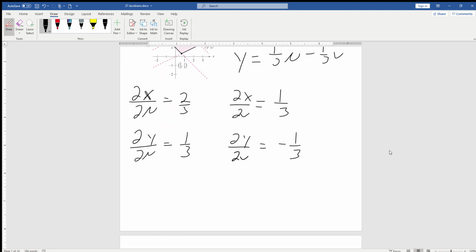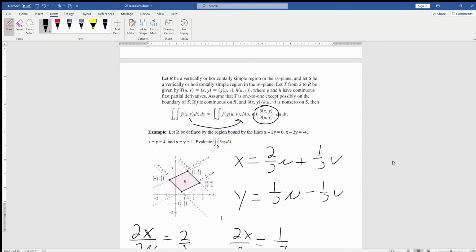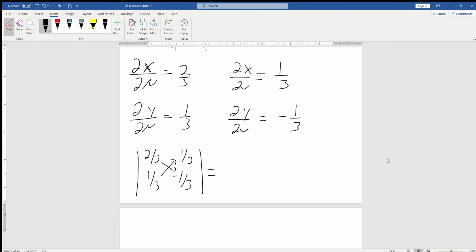Remember, we're going to find the determinant, so we just stick those into our Jacobian determinant: 2/3, 1/3, 1/3, and negative 1/3. To evaluate, we multiply down and then multiply up, and we find the absolute value of this. So we find the absolute value of negative 2/9 minus 1/9, and ultimately that works out to 1/3.